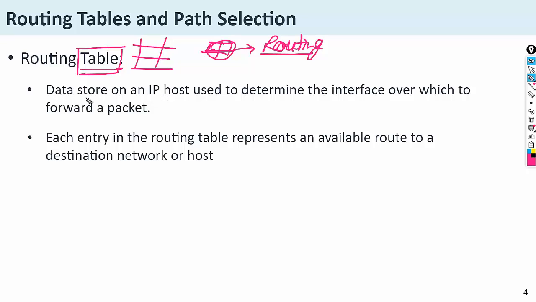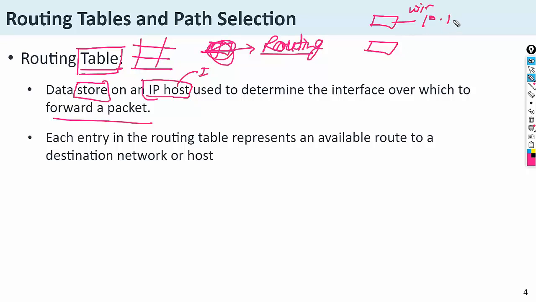So a routing table is just a storage of data on an IP host, internet protocol host. Host means any single computer or it may be a router, used to determine the interface over which to forward a packet. For example, you have two interfaces in your system. One interface is a wired interface which has the IP address 10.1.1.1. Another is 192.168.1.1.